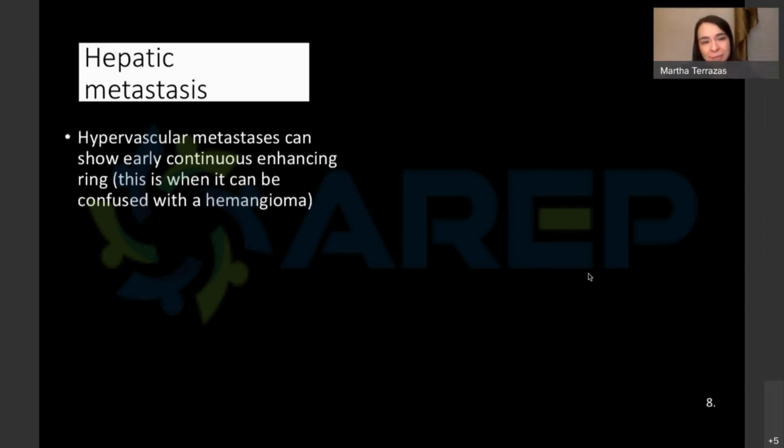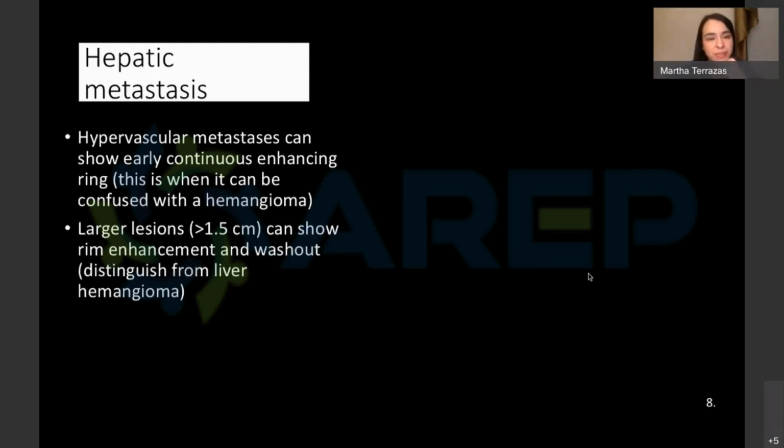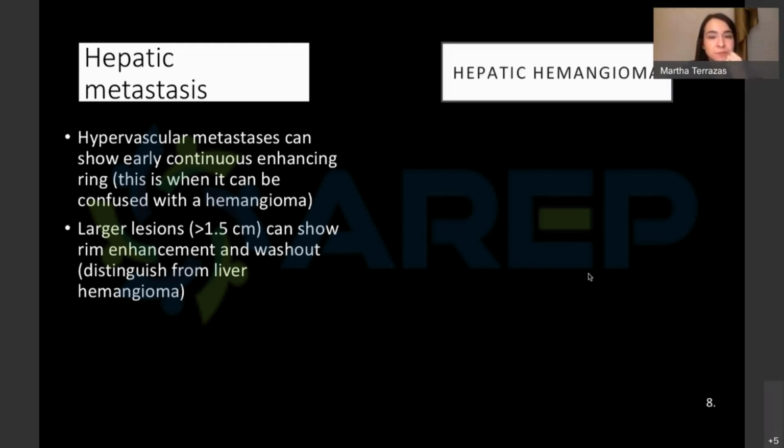So for hepatic metastases, hypervascular metastases can show early continuous ring enhancement, which we saw here. And this is when it can sometimes be confused with the hemangioma. And larger lesions that are 1.5 centimeters or larger can show rim enhancement and washout. And this is what's going to distinguish it from a liver hemangioma as well.